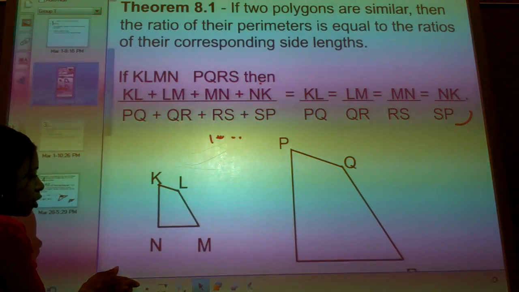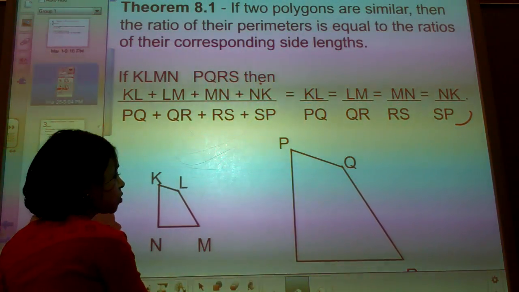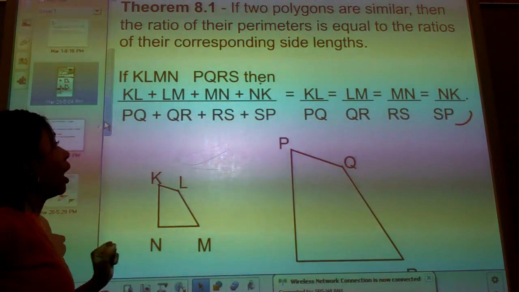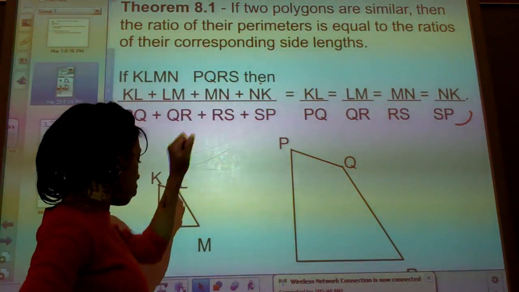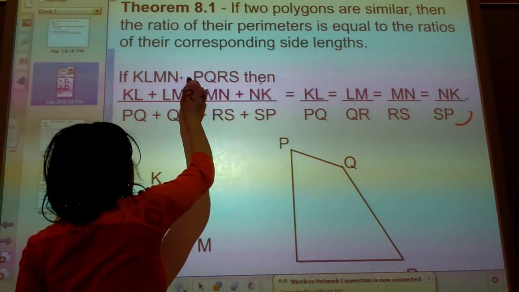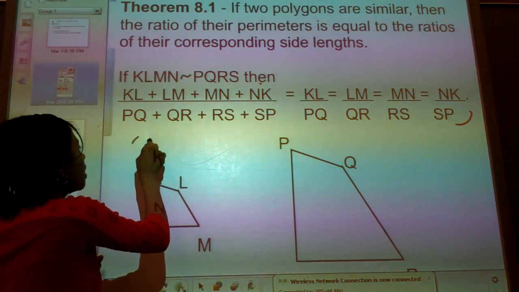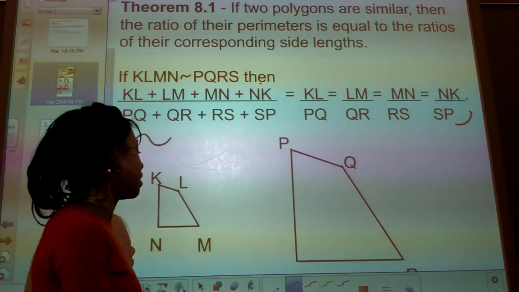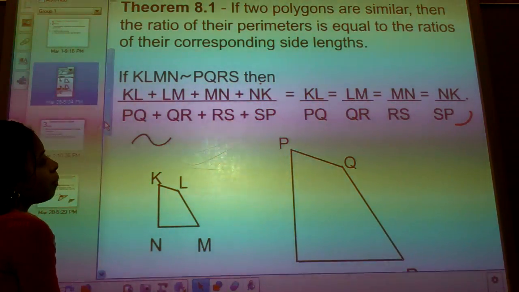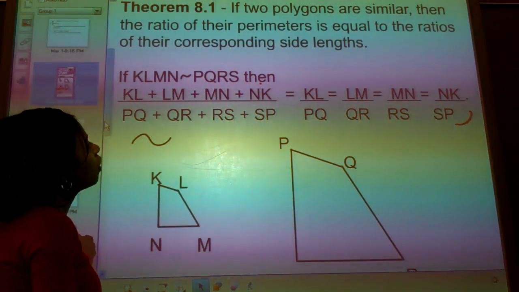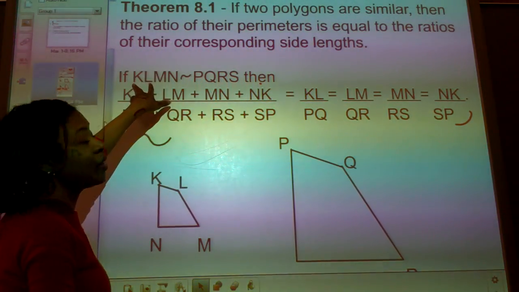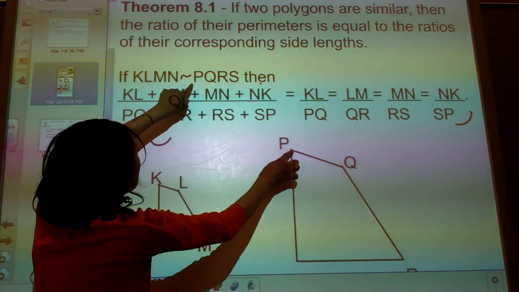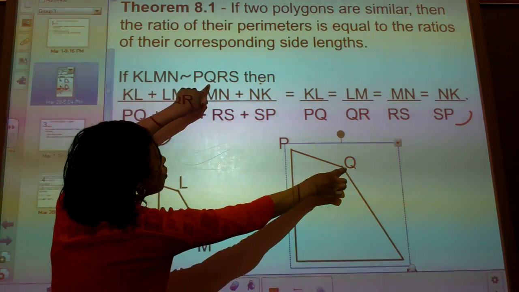So I have two figures. I'm looking at this figure, KLMN, similar to, and I use a squiggly line that means similar, PQRS. When they are similar like this, I put them in the same exact order. K corresponds to P. L corresponds to Q.